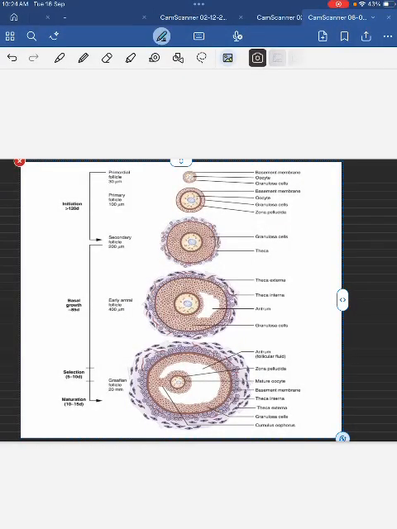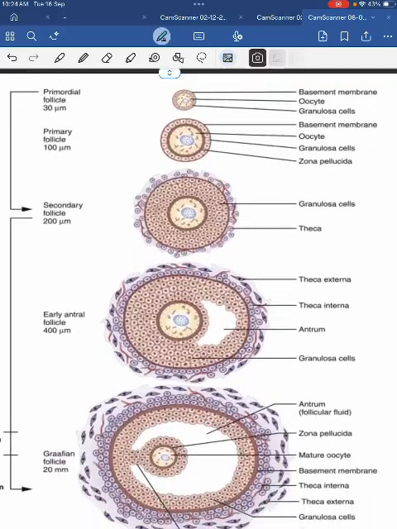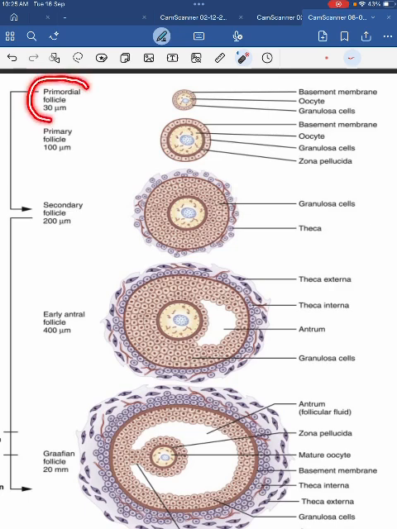What is the difference between primary follicle, secondary follicle, and Graafian follicle? Number one, here you can see the primordial follicle, which will convert into the primary follicle. This primordial follicle is very small in size, just 30 micrometer.